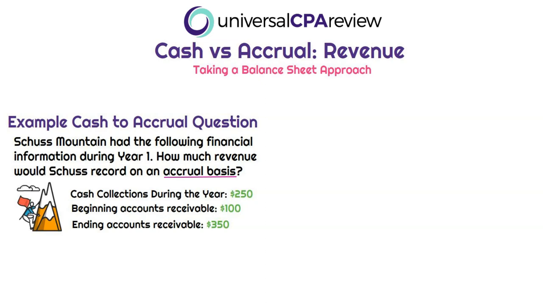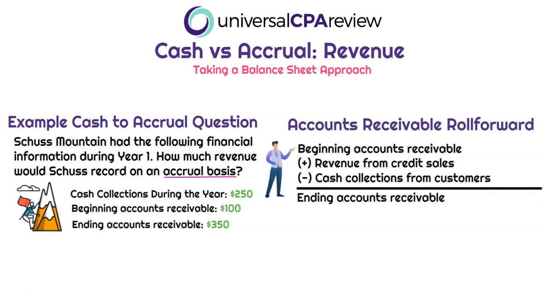They give us cash collections during the year and it says that's $250, right? So that's cash that the company's actually receiving from customers. And then they had a beginning accounts receivable balance of $100 and an ending accounts receivable balance of $350. So the balance sheet approach, the roll forward for accounts receivable, is going to be the same all the time.